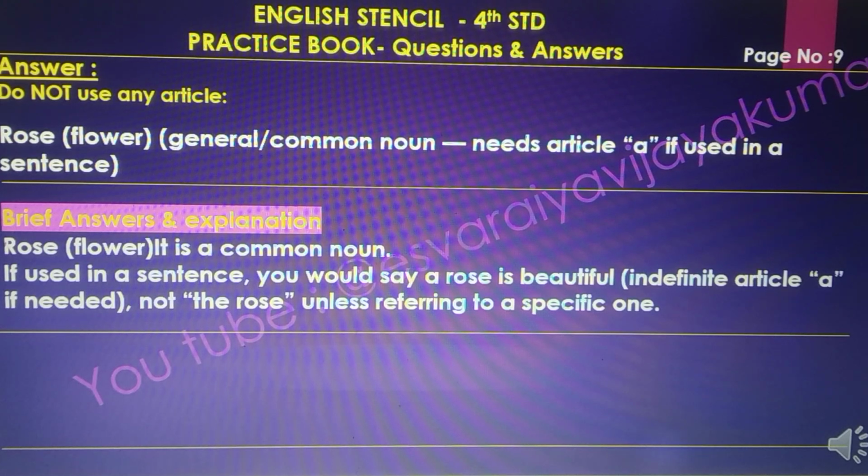Next one, do not use any articles. Rose, flower, general common noun. Needs an article if used in a sentence. The brief explanation: Rose, flower, is a common noun, and if used in a sentence, you should say a rose is beautiful. Indefinite article if needed, not the rose unless referring to a specific noun.